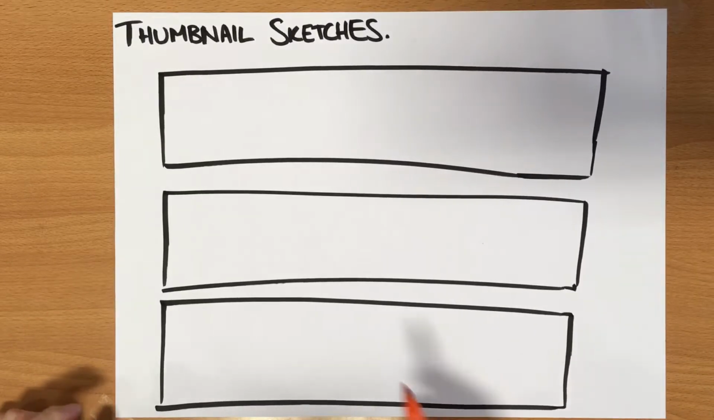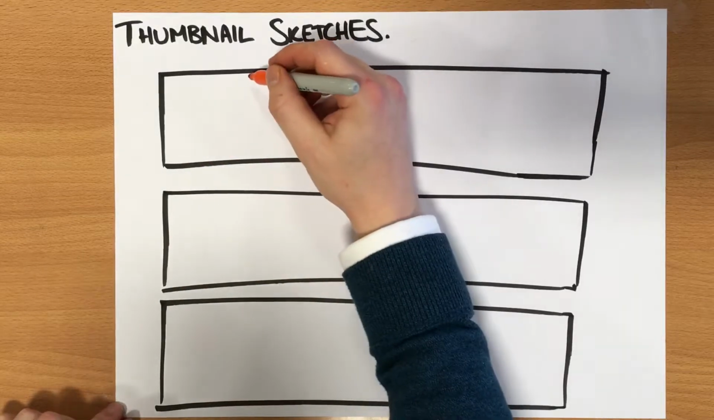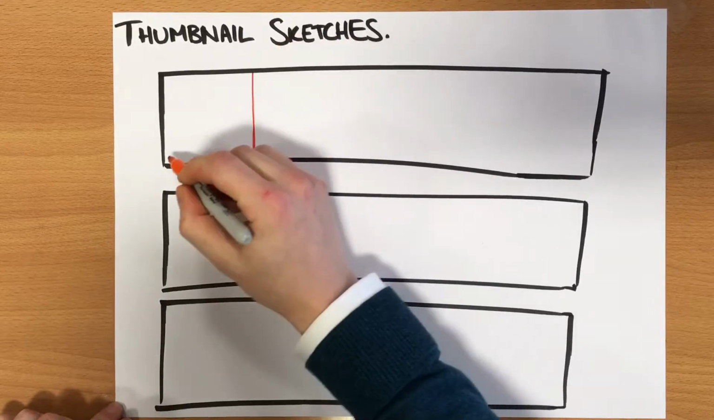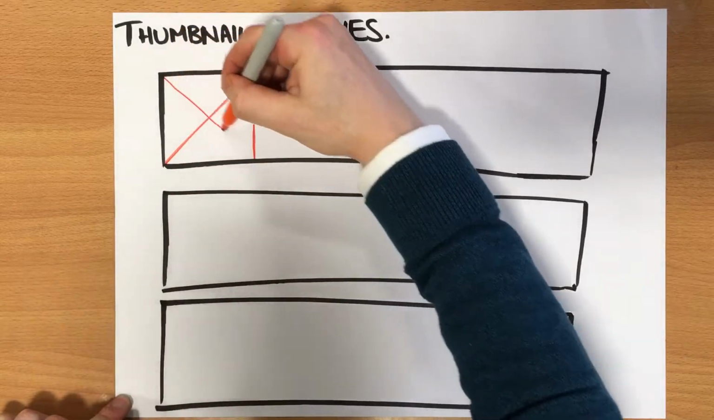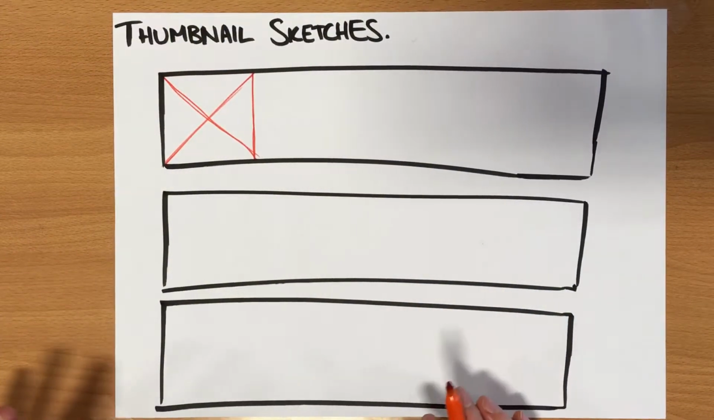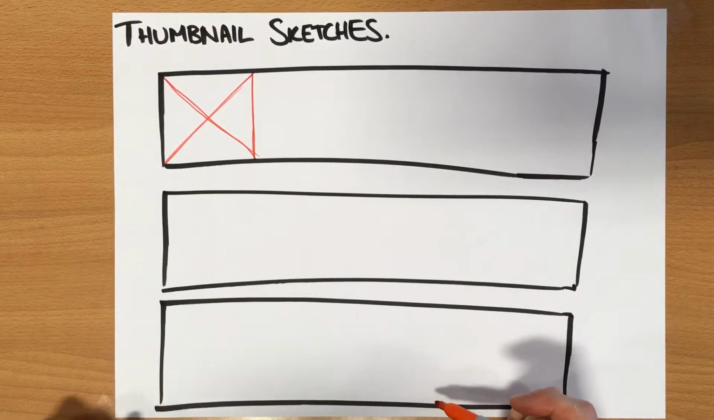So for example, I'm going to draw this in orange pen so that you can see it. On the left hand side, if I wanted a picture here, I could draw my line down, and the way I would show a picture would be having a cross in a box. Right? I don't need to sketch out my picture. I don't need to do anything like that. I would just draw a cross in a box and that would be fine.